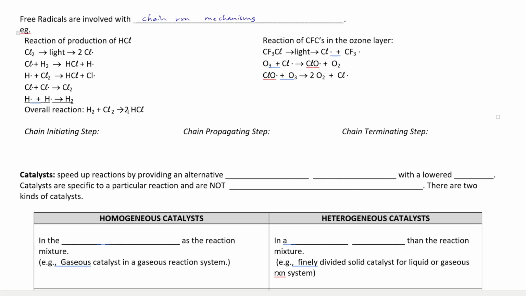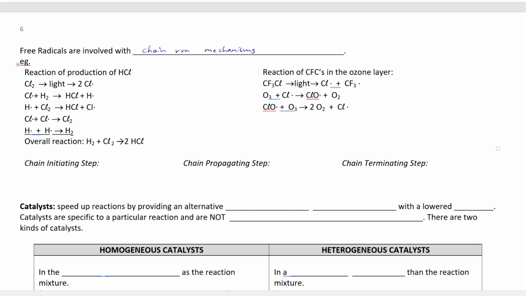So the reason why they're chain reaction mechanisms, if we take a look at this reaction in the production of HCl, Cl2 exposed to light will form 2 chlorine free radicals. So this would probably be your slow step, because that's forming a free radical. It's got high activation energy.